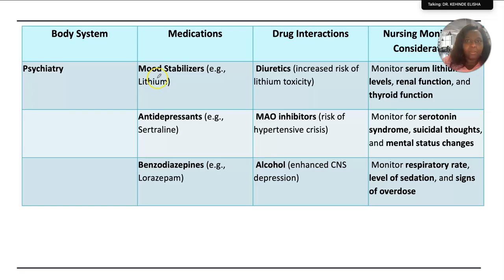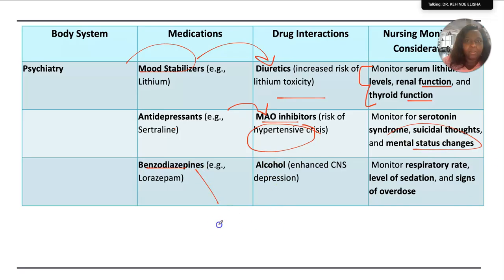Now, with psychiatric drugs, mood stabilizers, antidepressants, and benzodiazepines: when we combine a mood stabilizer with diuretics, what do we see? We're going to see lithium toxicity. So you have to monitor serum lithium levels, renal function, and of course, thyroid function. With antidepressants, when we combine with a monoamine oxidase inhibitor, we can also see what? Hypertensive crisis, and we have to really keep an eye on that. Also, with monoamine oxidase inhibitors, when we eat foods like aged cheeses, wine, and stuff like that, it's also going to throw us into a hypertensive crisis. And we also have to monitor for serotonin syndrome, suicidal thoughts, and of course, any kind of mental status changes.